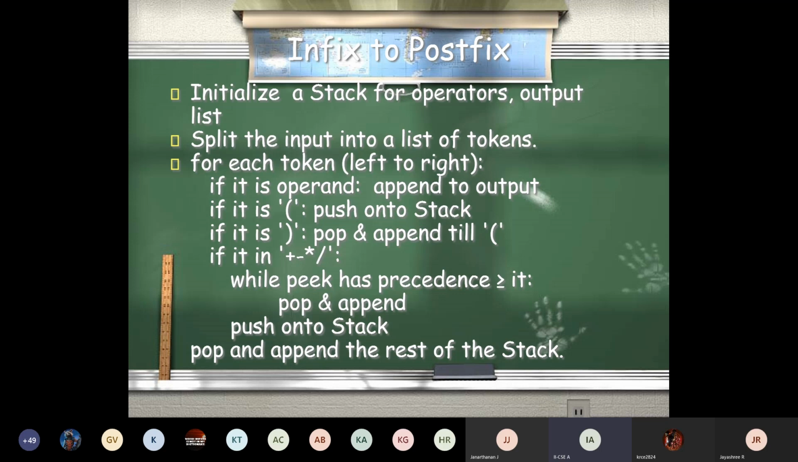So we initialize a stack for the operators and we split the input into the same points once again. If it is an operand, we are appending it to the output. If it is open bracket, push it to the stack, and if it is a closing bracket, pop and append till closing. This is the same I discussed earlier. And one more point I'm going to discuss here. We are popping off contents from your stack. Is it not there? One more point you have to note down.